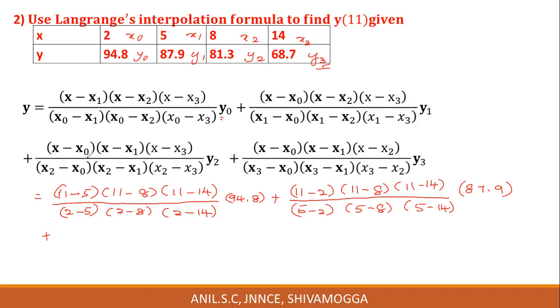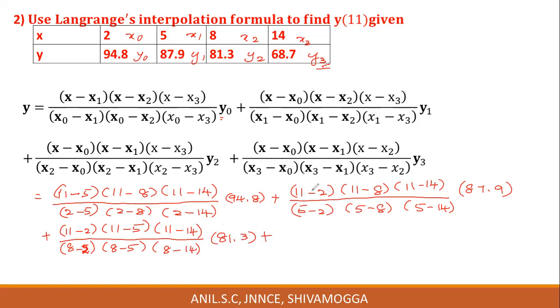x minus x naught, 11 minus 2. x minus x1, 11 minus 5. x minus x3, 11 minus 14. This divided by x2 minus x naught, 8 minus 2. 8 minus 5. 8 minus 14 into y2. y2 is 81.3.